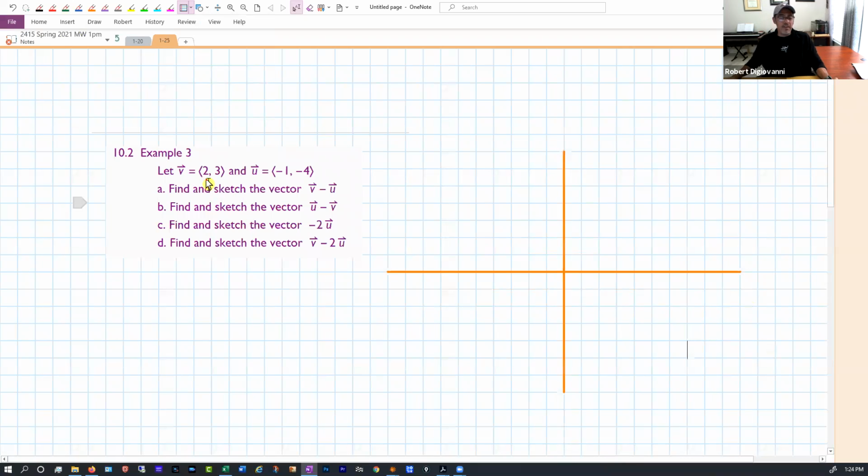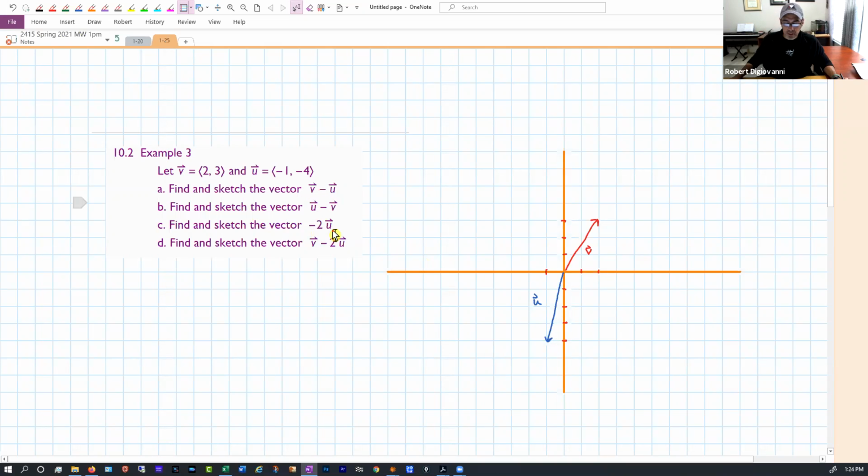So let me put the vector 2, 3. The vector 2, 3 would be to the right 2, up 3. That's the vector V. Now remember, I can move V around anywhere I want, right? That's where I'm going to put it initially. The next vector is the vector U is -1, -4. So to the left 1, down 4. Let me do this in a different color. That's the vector U. Okay, so let's find the vector V minus U.